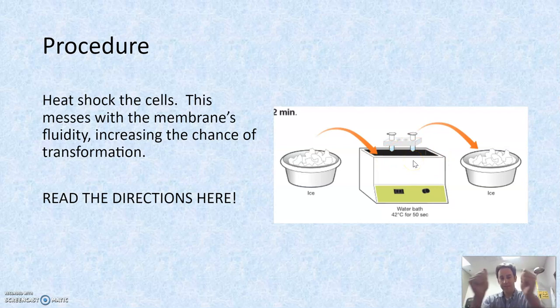When those membranes that have been sitting on ice and are all packed together hit that hot water, they're all of a sudden going to be like, whoa, and the membranes are going to start moving. The phospholipids are going to move faster, and they're going to get really fluid, which basically makes them a little bit more leaky. And so during this heat shock, that is the key moment when we're hoping that the DNA, our plasmid, can get into the cell. After that, you're going to dump it back on ice for a little bit longer.